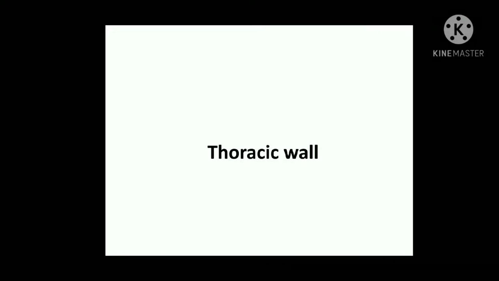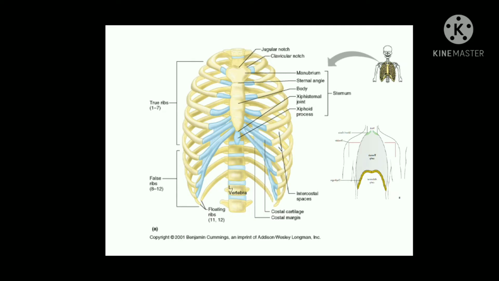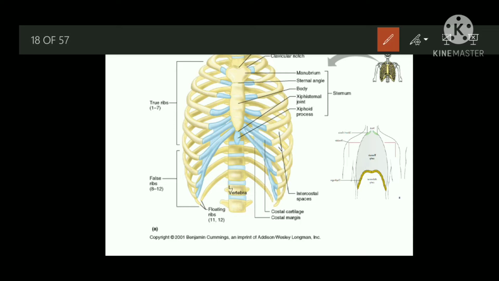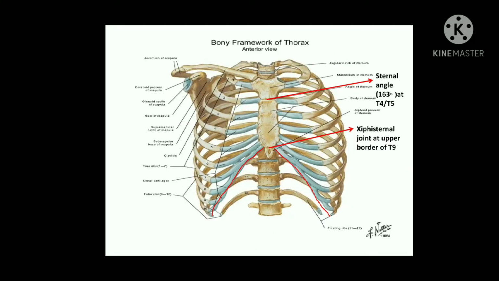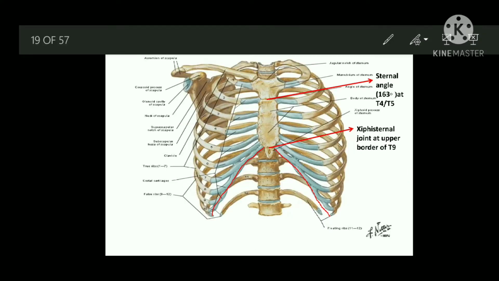Now next come to the thoracic wall. As we discussed, the thoracic wall is formed posteriorly by the thoracic part of the vertebral column, anteriorly by the sternum, and laterally by the ribs and their costal cartilage and their intercostal spaces. The floor of the thorax is formed by the diaphragm and the roof is formed by the suprapleural membrane or Sibson's fascia. So this is the bony framework of the thorax.